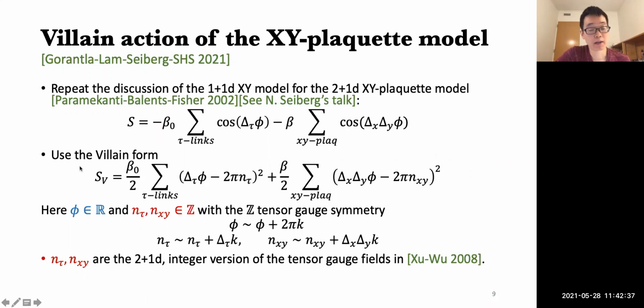Again, we apply the Villain formalism by replacing the cosine by the quadratic action at the price of introducing integer gauge fields n_tau and n_xy with the following integer tensor gauge transformation. n_tau and n_xy are the 2+1 dimensional integer version of the tensor gauge fields in Shu and Wu's paper back in 2008.